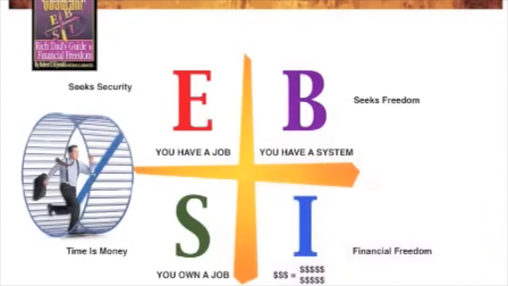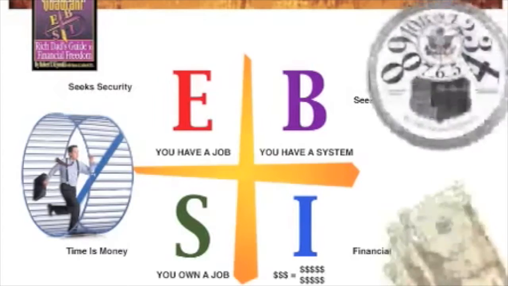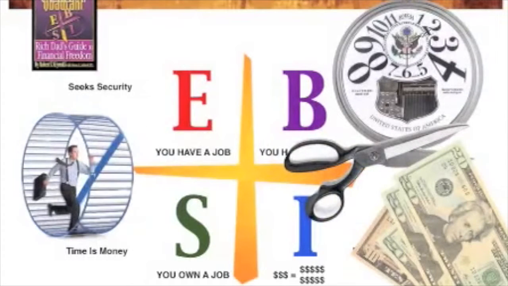And then finally, there's the I quadrant, which is your investors. What investors do is invest money into the B quadrant, or the individuals in the B quadrant, who build systems and employ people in the E quadrant. So the investor is totally separated from their time and their income. Their money is working for them. Their time is totally theirs. They're financially free, and their money is working for them.